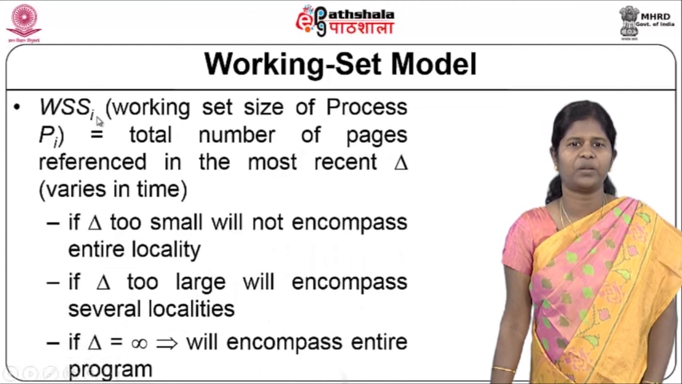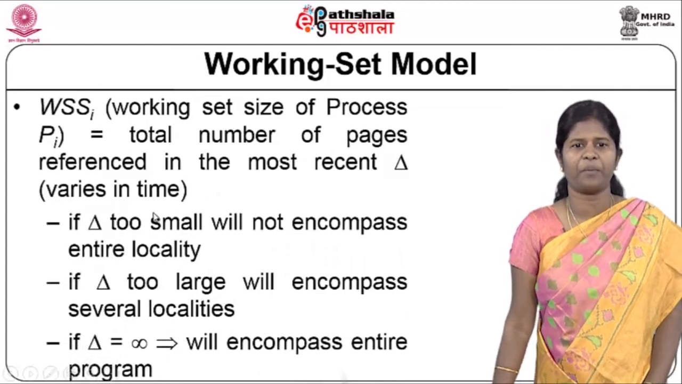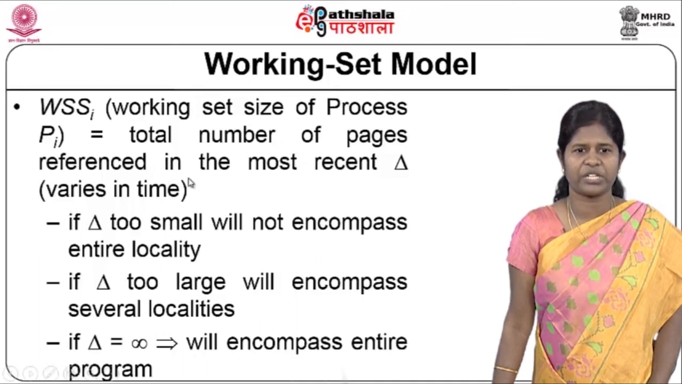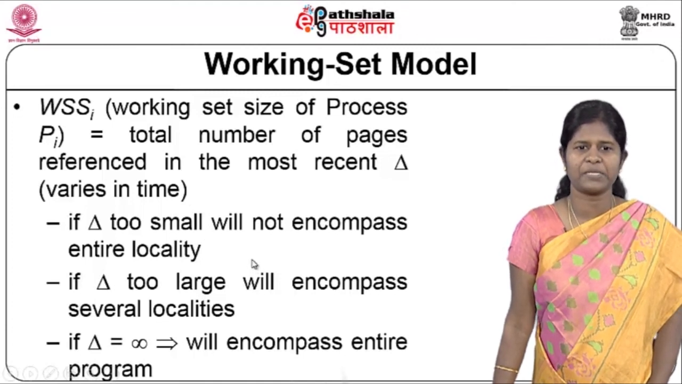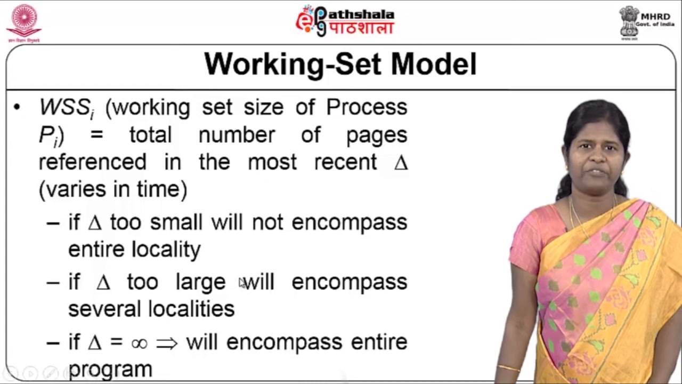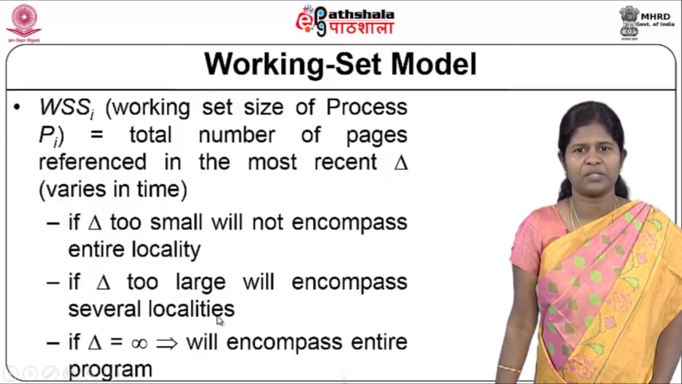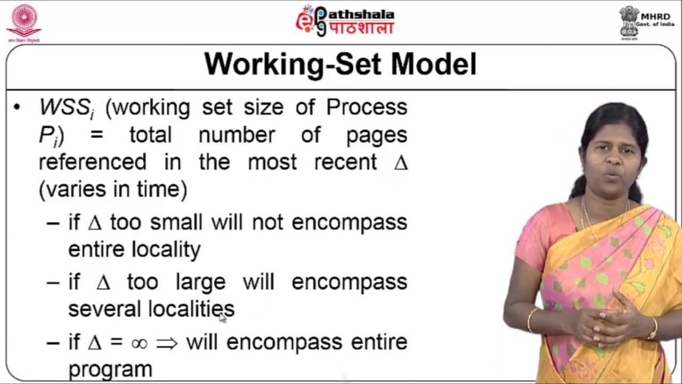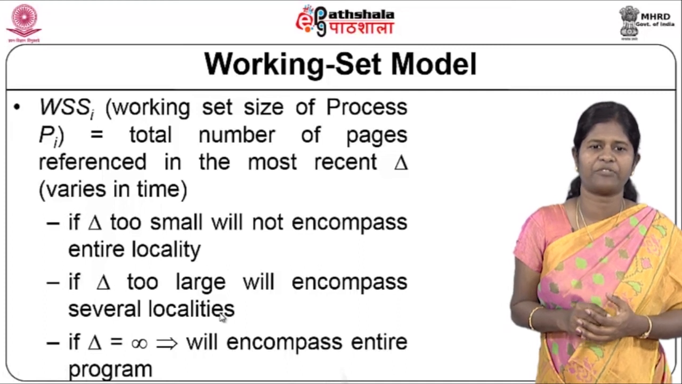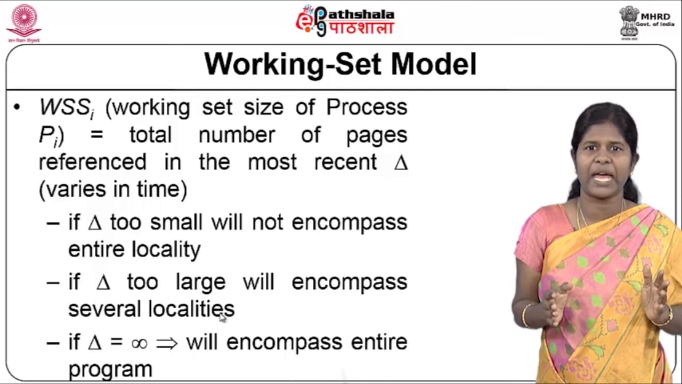So, the working set size for a process is found out, that is nothing but the total number of pages referred in the most recent delta references. If delta is too small, it will not encompass the entire locality, but if delta is too large, it will encompass several localities. At time t1 in the example we saw 5 pages, and we considered delta as 10.